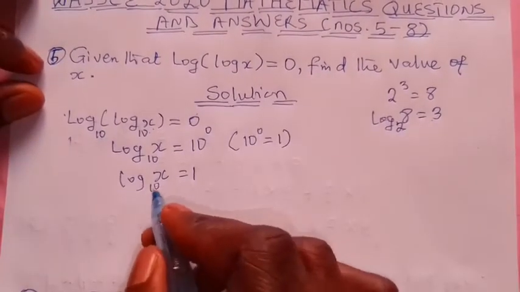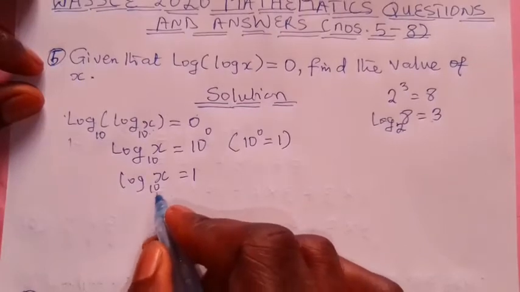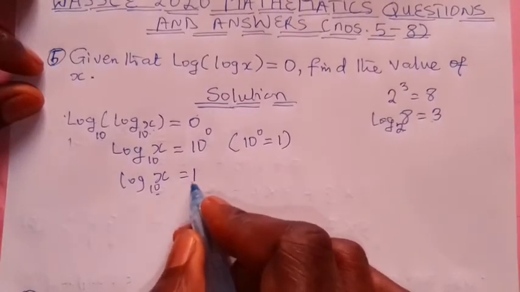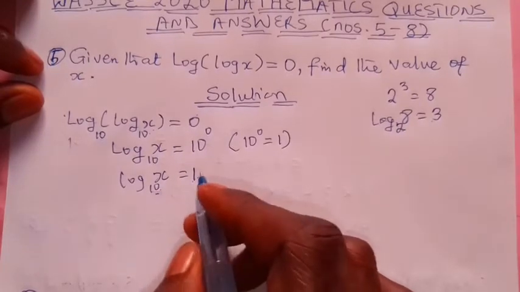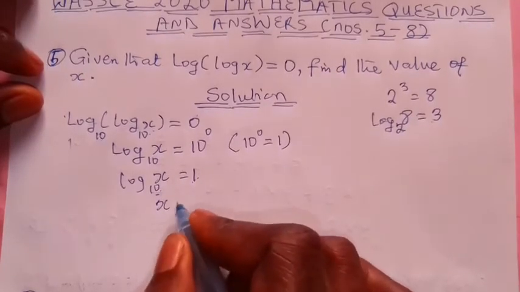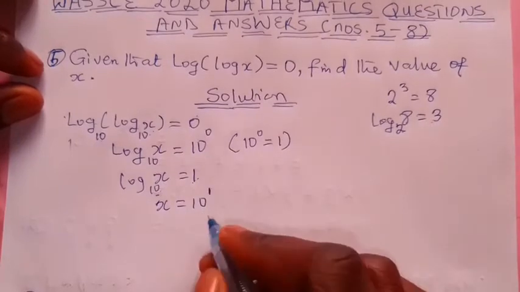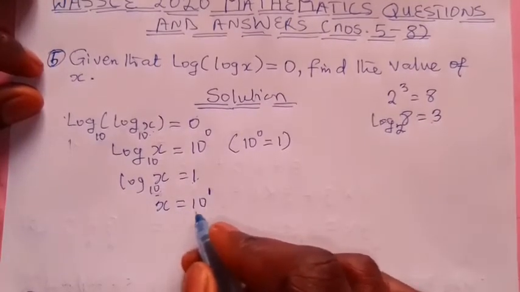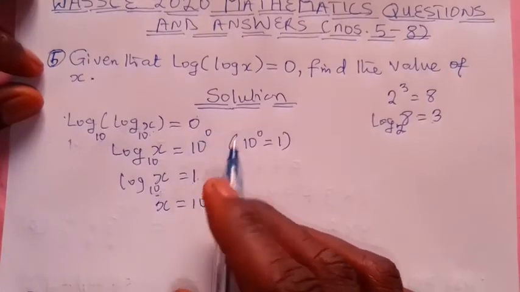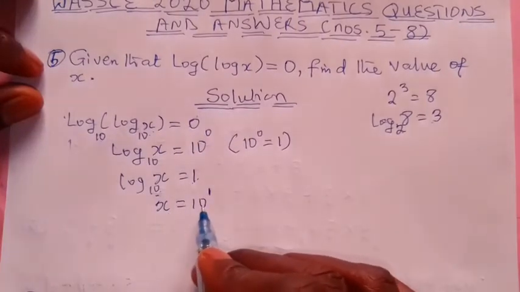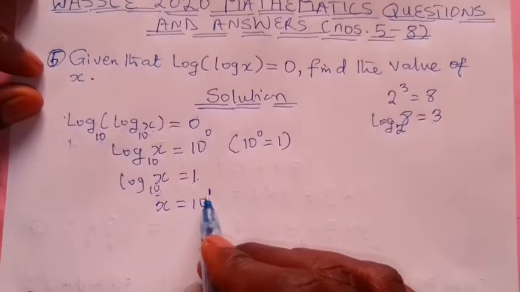Now we're still applying the same concept here. We take this 10, which is the base, and bring it here because this 1 is the power of the base. So we send it to this place to write it in index form. So here x will become 10 power 1. And here is the answer to this question. To find the value of x, you can say that x equals 10 power 1.